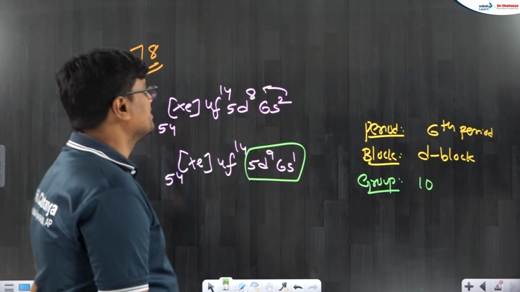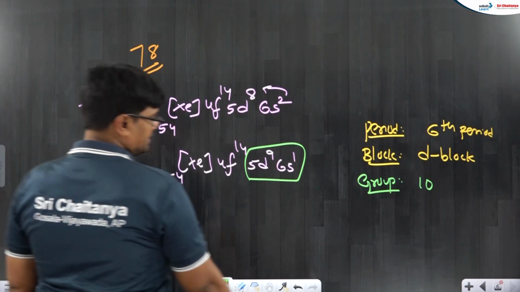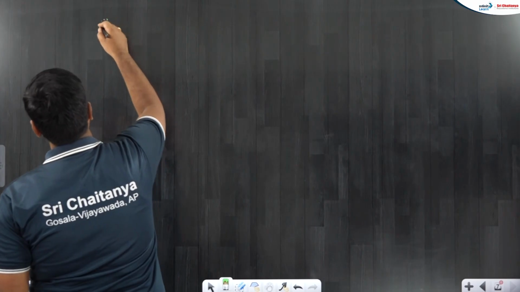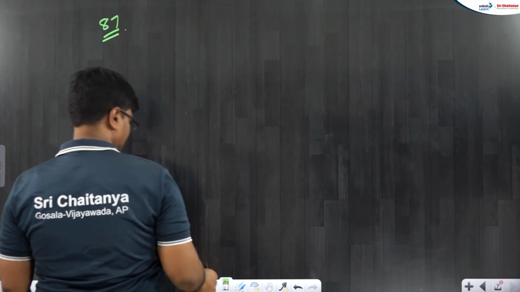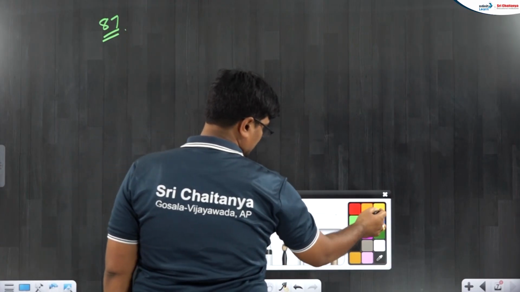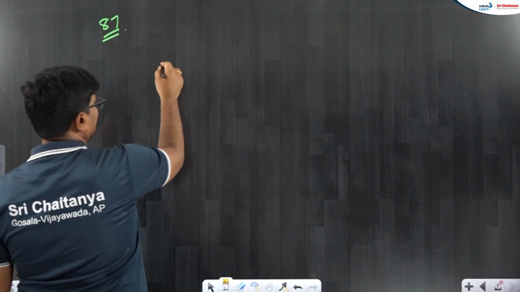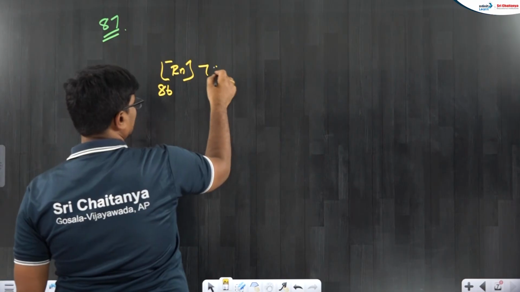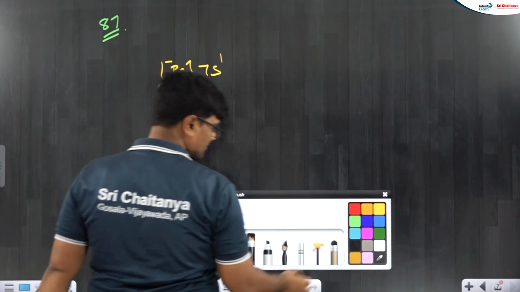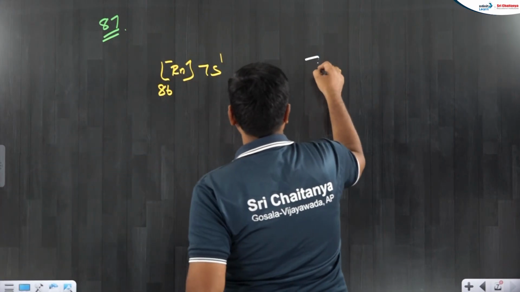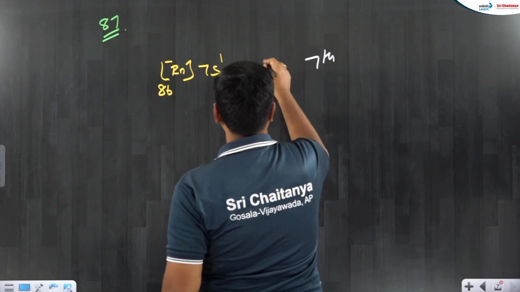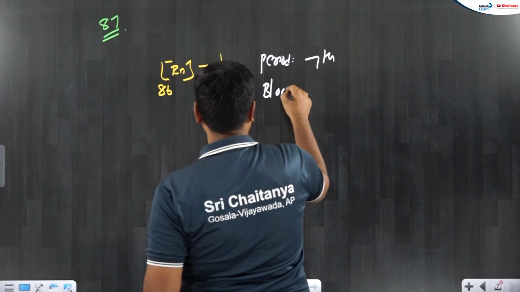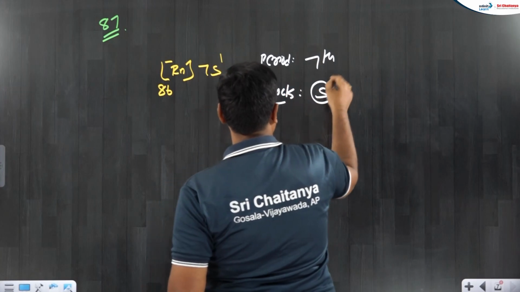Let's go for the next one. For example, I am telling 87. 87 means what is this? We need to cross radon, 86. After radon, what are the orbitals we have? 7s1. By looking at this, we can tell it is a 7th period element. What is the block? S block.